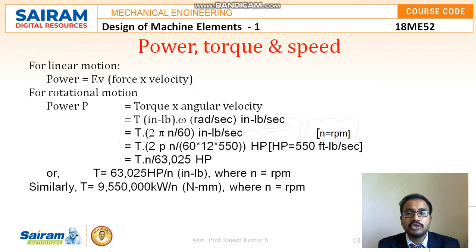For linear motion, we know that power is equal to force times velocity, and for rotational movement, power is equal to torque times angular velocity. This torque can be written as T, and angular velocity is written as omega. We know the unit of the torque is inch-pounds; if you want, you can put it in Newton mm also. And for the angular velocity, the unit is radians per second.